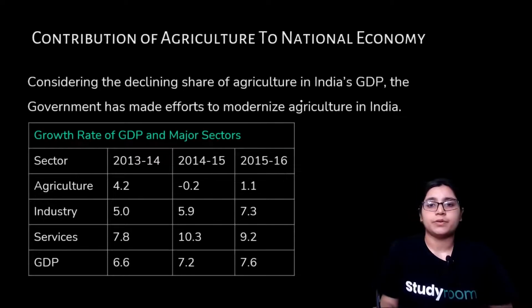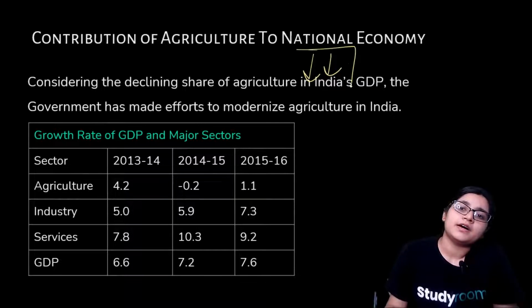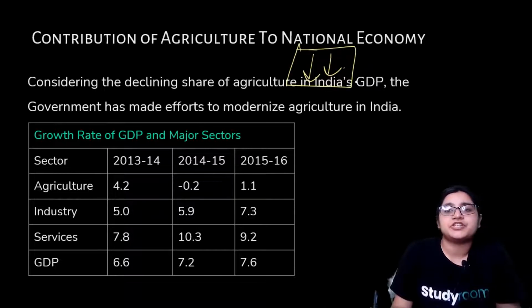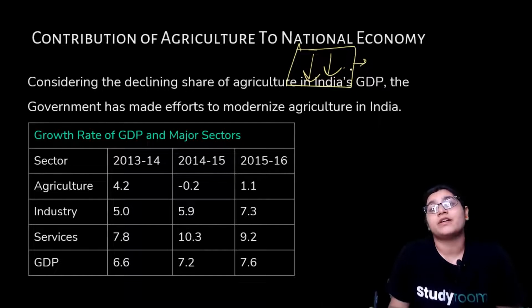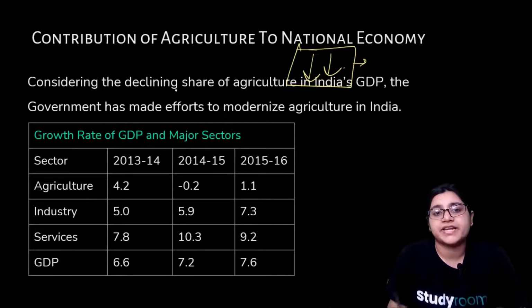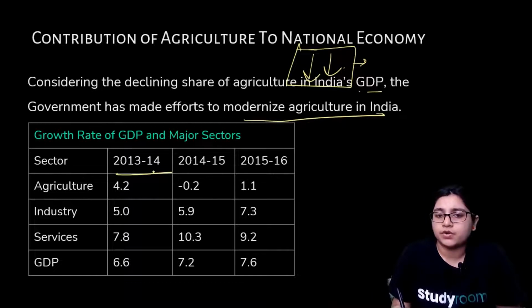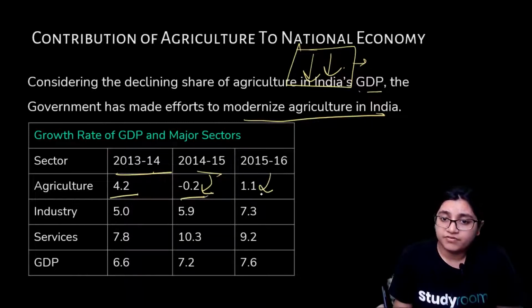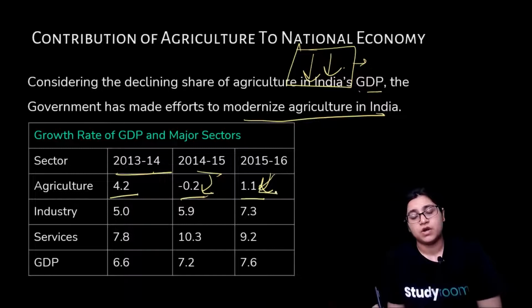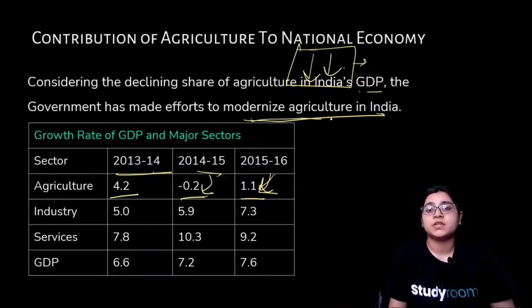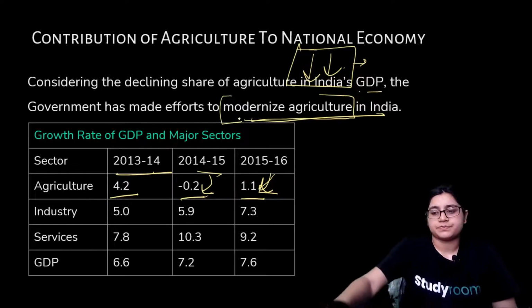Contribution of agriculture to national economy. So right now there is a decline in agriculture's contribution in GDP because more and more people are employed, but the produce is less because we are not technologically advanced, we are not modernized. We can see here, considering the declined share of agriculture in India's GDP, the government has made efforts to modernize agriculture in India. In the year 2013 to 14, it was 4.2%. But now it is minus 0.2%, then 1.1%, which is a relief, but not equal to the workforce we have in this industry. All right. So there should be modernized reformation in agriculture.